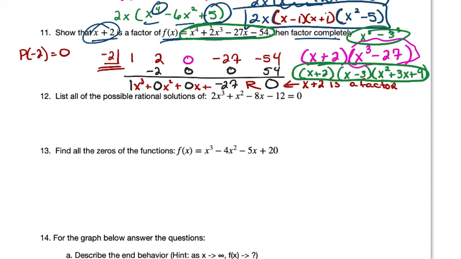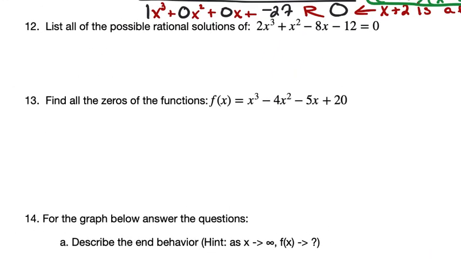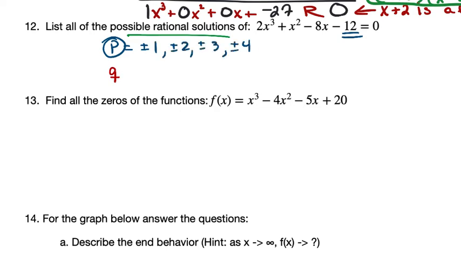All right. Number 12. Number 12, list all the possible rational solutions. That's the rational root theorem. That's the P over Q stuff. It says if there are rational solutions, then P, the numerator, is factors of the 12. So here's all the factors of 12, everybody that divides evenly. Q is the factors of the lead coefficient, that 2.